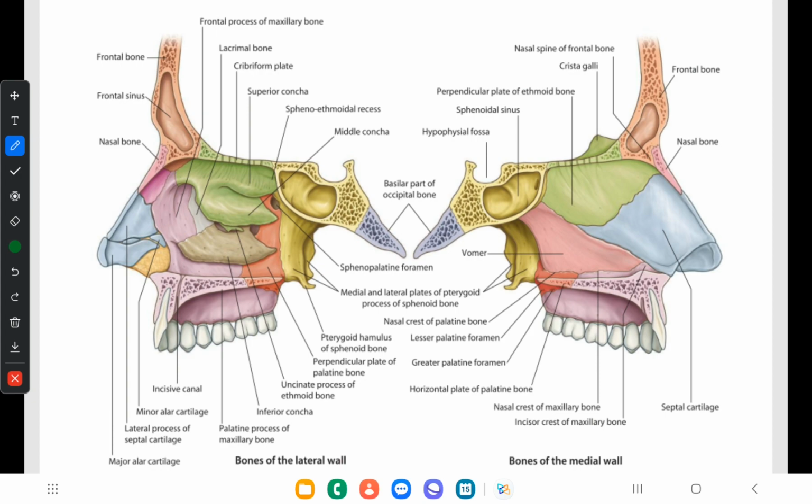Let's discuss the communications of the nasal cavity. The nasal cavity communicates with the paranasal air sinuses, and in addition there are 6 communications of the nasal cavity. First, it communicates with the anterior cranial fossa via the cribriform plate of the ethmoid bone. The cribriform plate carries olfactory nerves inside the cranium.